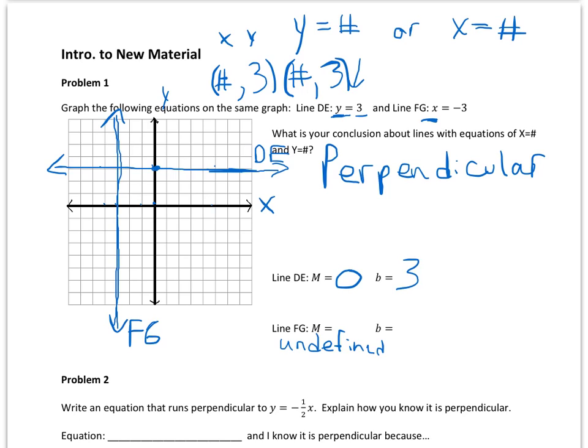Okay, now, where does it cross the y-axis? So the y-intercept. And that line never does, right? So we say that the y-intercept on this, we just say that there is none. Okay, it never crosses the y-axis.